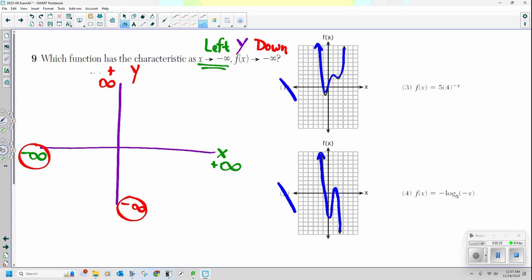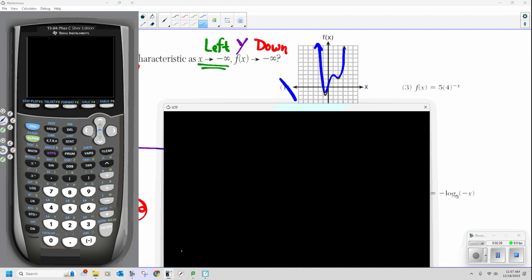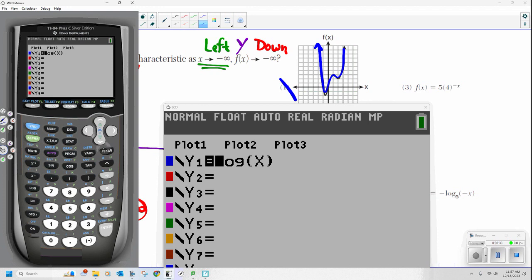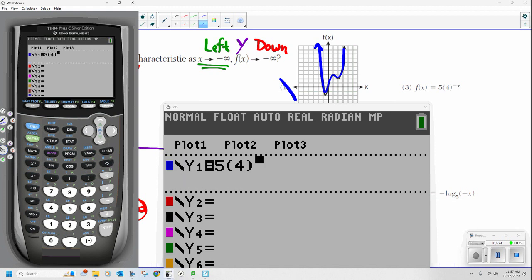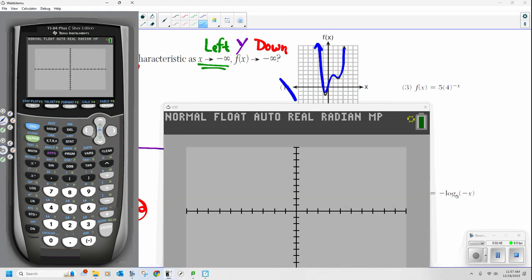Why would I sit here and try to figure this out in my brain when I have a calculator to do such things for me? So let's turn this on. I'm going to go to y equals and clear this out. The first one I'm putting in the calculator is choice 3. It is 5 times 4 in parentheses, raised to the negative x. If I graph that, down and to the left?